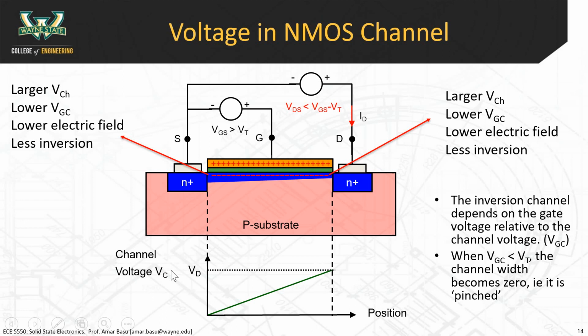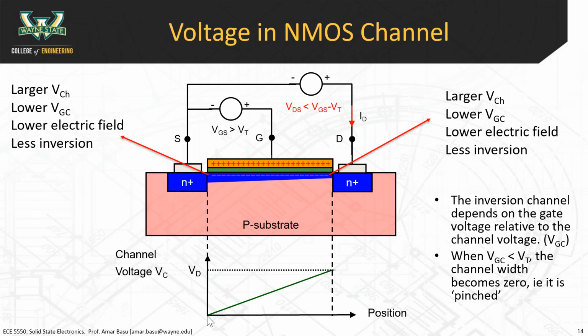All right, so that's what's denoted as the channel voltage VC. It hits a maximum of VD, whatever drain voltage was applied to the system on the right side, and then it decays down to 0 linearly on the left side.